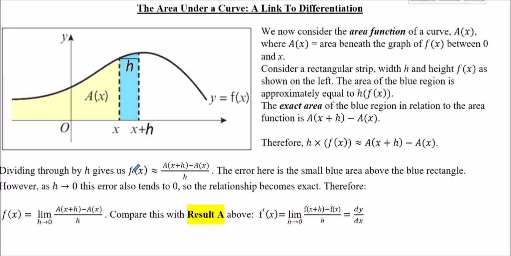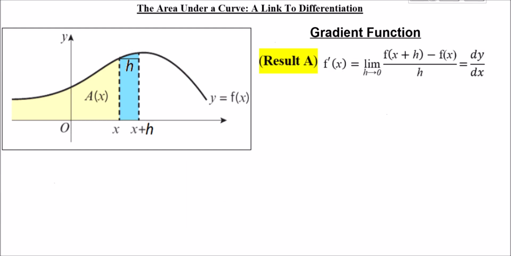So f of x, what we have here, is the limit as h goes towards 0 of this change in the area function divided by h. Now what we're going to do is compare this with result A from the tangent function, where we had f dashed of x was this limit here, which was dy by dx. So we're going to link this result to the result we've just seen with this diagram. So this is a gradient function.